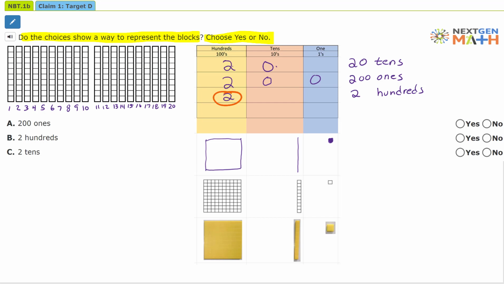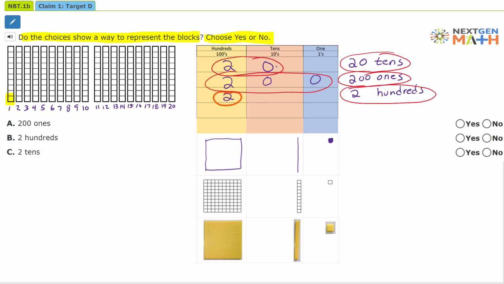If you look at this problem in terms of strips, if you focus on the 10 strips and count these 10 strips, we end up with 20 10 strips. If we counted each of those small squares, we would end up with 200 small squares. So again, three different ways to represent these blocks. We can say we have 20 tens, 200 ones, or 200s. Three different ways to group those squares, and they all mean the same amount.